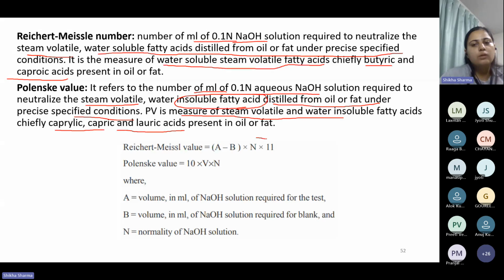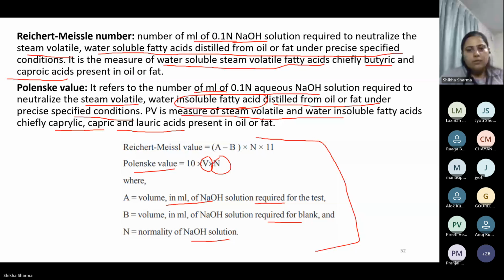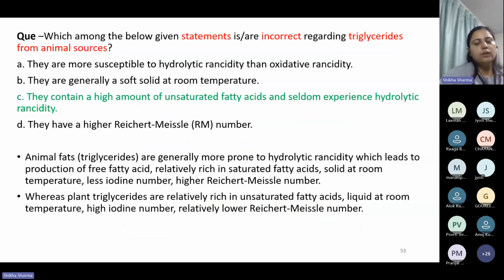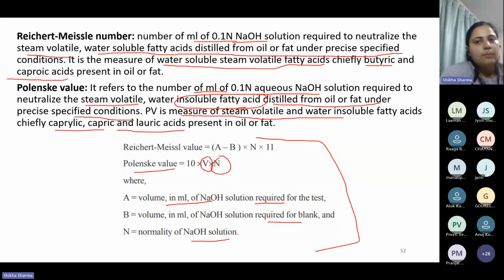Okay, now the formula. We calculate RM value and Polenske value. RM value is (A minus B) into N into 11, which is the volume of NaOH solution required for the test minus that for the blank, into the normality of NaOH, into 11. Polenske value is 10 into the volume required into the normality. So this is the basis: one is calculating the water insoluble part of the fatty acids and one the water soluble.